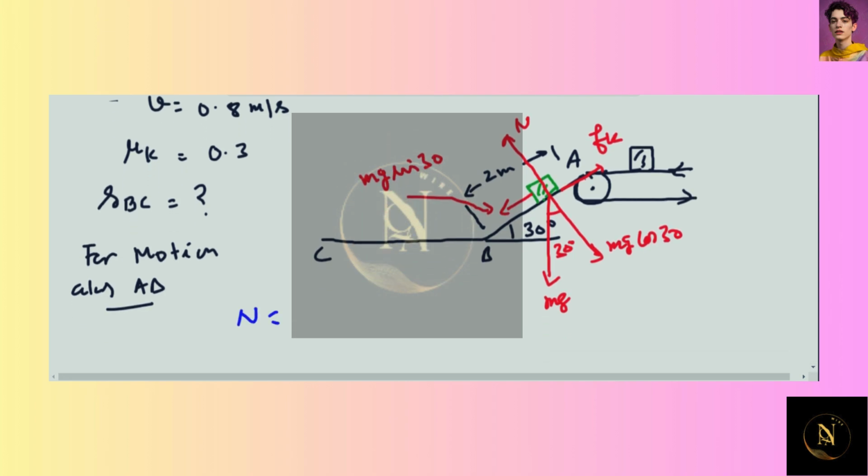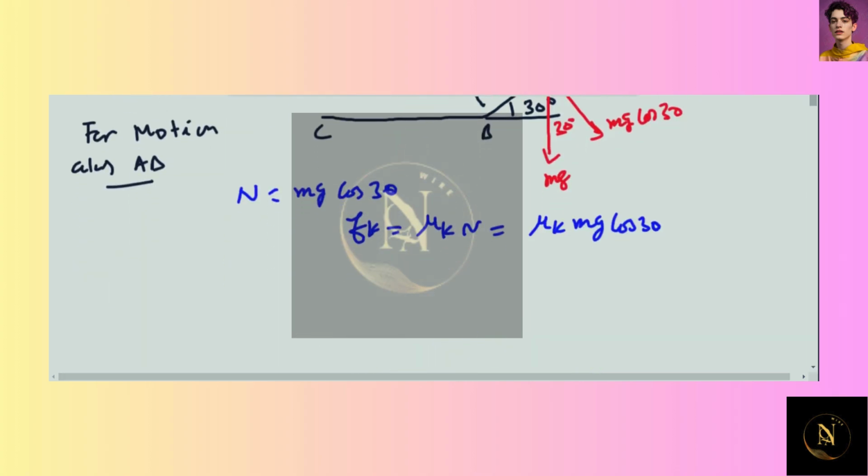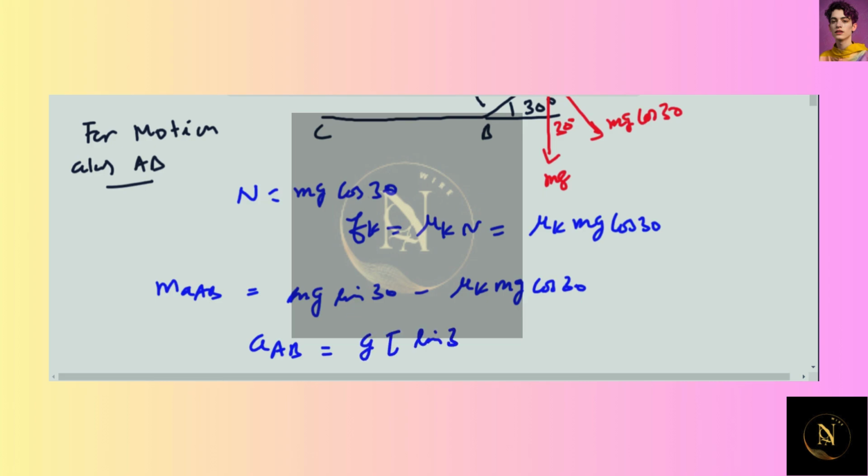So from here N will be equal to mg cos 30 and kinetic friction is mu k into N, that is mu k mg cos of 30. So acceleration along AB is mg sin of 30 minus mu k mg cos of 30, so acceleration along AB will be g sin of 30 minus mu k cos of 30.